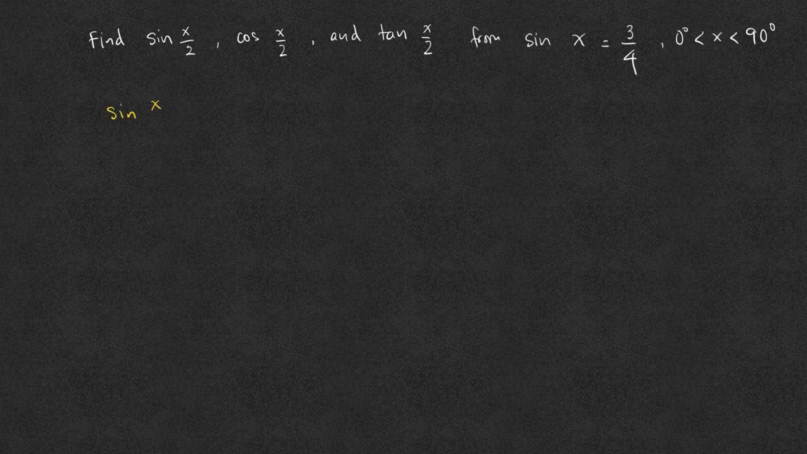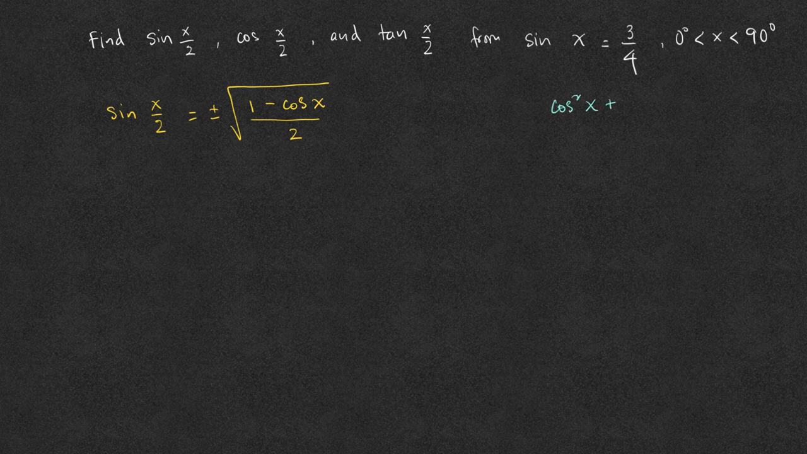Sine of x over 2 is plus or minus the square root of 1 minus cosine of x over 2. And that is the half angle formula. We know the sine of x, which is 3 over 4, but we do not know cosine of x. From there, we should be able to find cosine of x. We can do this using the Pythagorean theorem or the triangle approach.